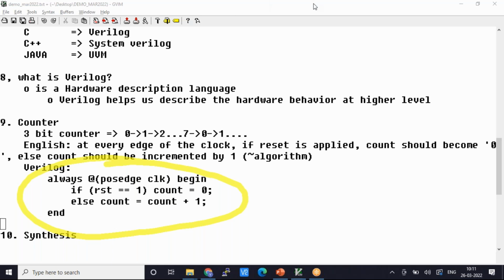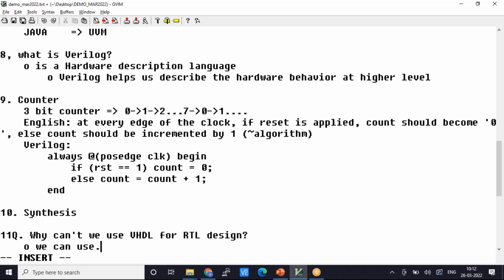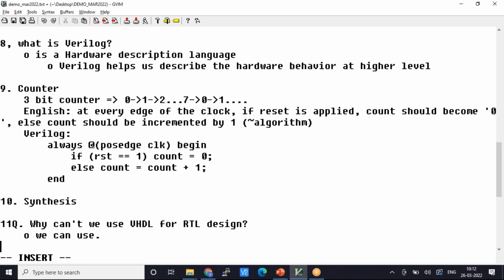Now someone is asking a question: why can't we use VHDL for RTL design? I didn't say that we can't use it. There are 2 languages, Verilog and VHDL. Any of these languages can be used. Now what happens is, as an industry standard, 90% of the companies have moved to Verilog only. That means only 5 to 10% are using VHDL. So that is the reason we didn't talk about VHDL, but both the languages can be used for RTL design.